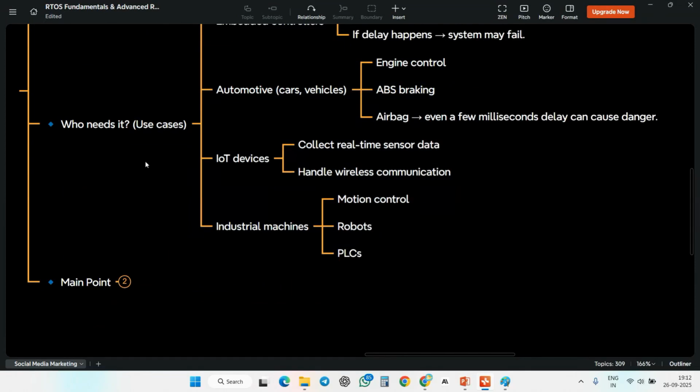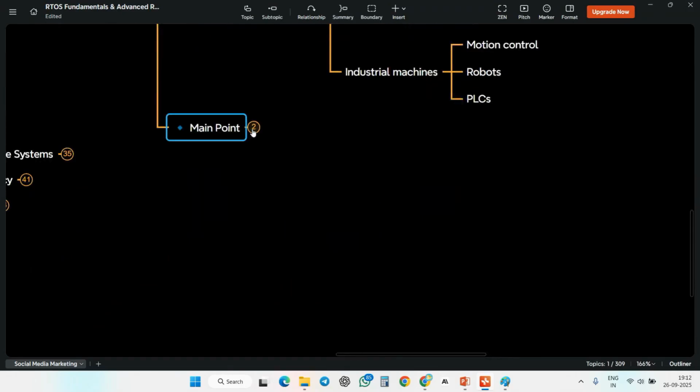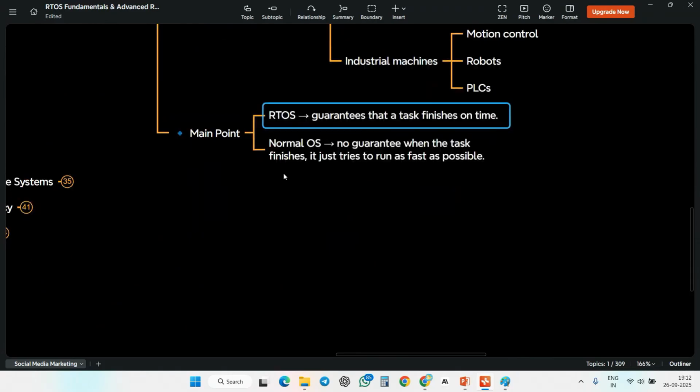So whenever we want to design a product, and that product should have this time constraint criteria, we can go with this application. We can use this real-time operating system. So we can directly implement this real-time operating system. The main point you must know about this one is our task is guaranteed. You are able to predict the timeline. The task must be completed within this time.